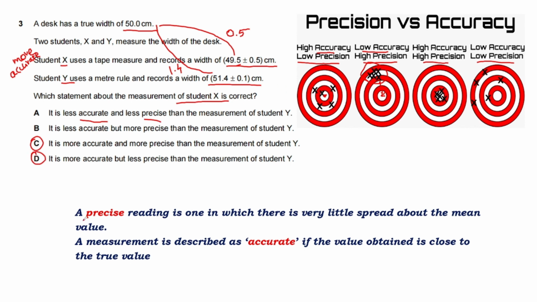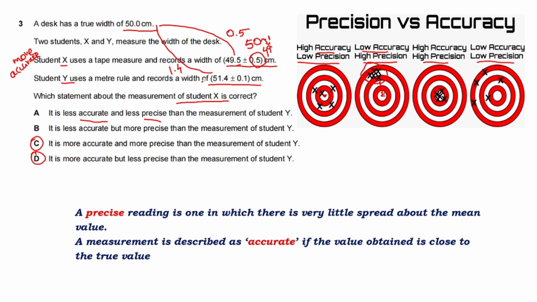Then let's check the precision. Here the measured value would be around this precision, right? 49.5 plus 0.5, how much would it be? 50, right? And 49.5 minus 0.5 would be 49. So the difference between the measurements would be 1. The measurements are at a distance of 1. It's widely spread, you could say.